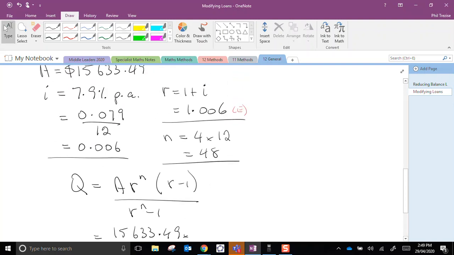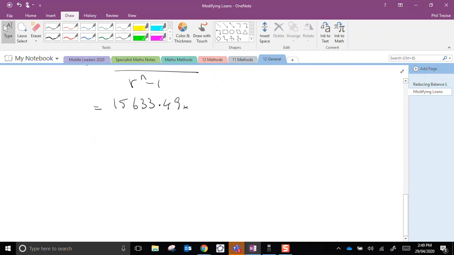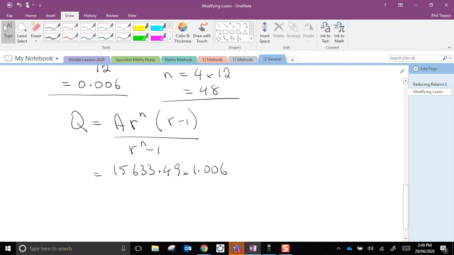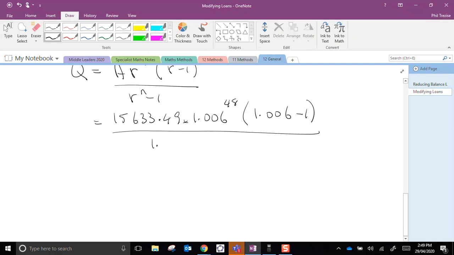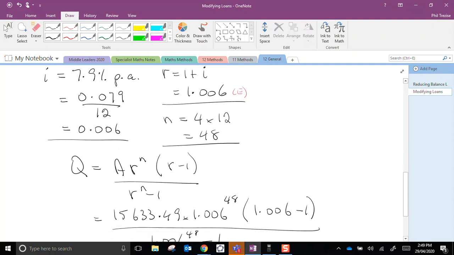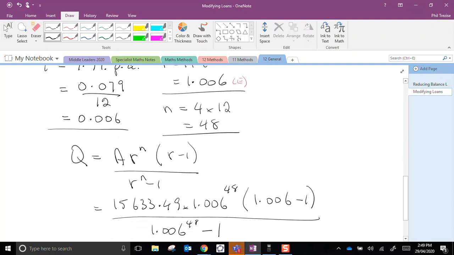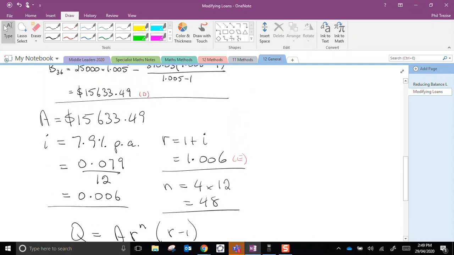What's r? r is this new number, 1.006. Now it's to the power of 48, because there are 48 payments remaining in the original life of the loan. 1.006 minus 1 over 1.006 to the power of 48 minus 1. My calculator is going to get a good workout here. Now remember that this 1.006 number is stored in E and the 15,000 is in D.